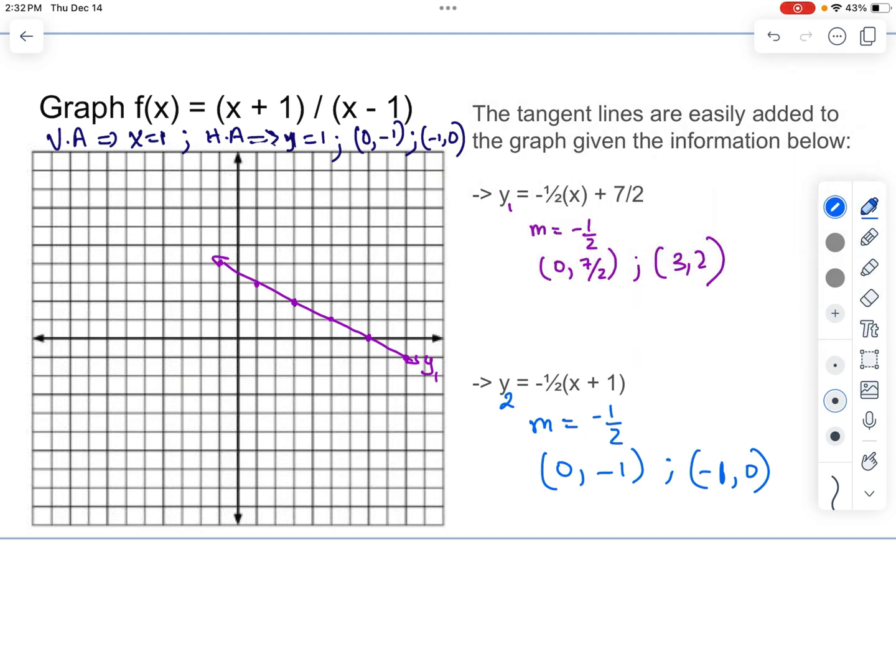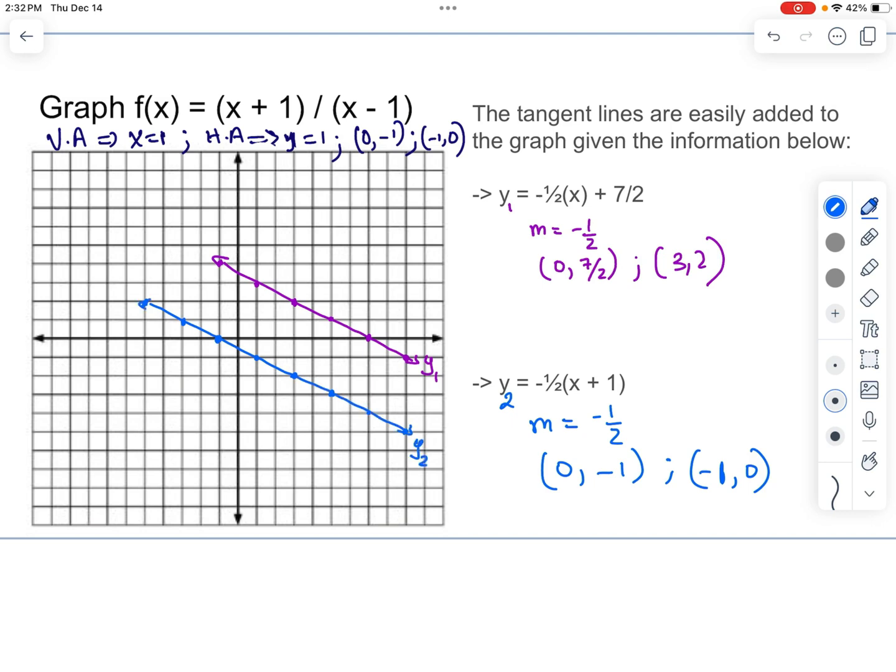Now let's move to graphing y2. I'm going to graph y2 by putting in the first point, negative 1, 0. Negative 1, 0 is right here. And using the rise over the run, getting a couple of points here. Same thing. So there goes our tangent line 2.